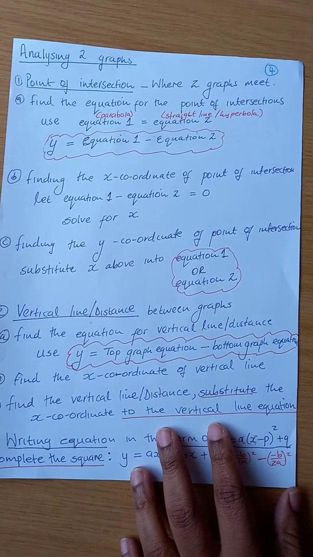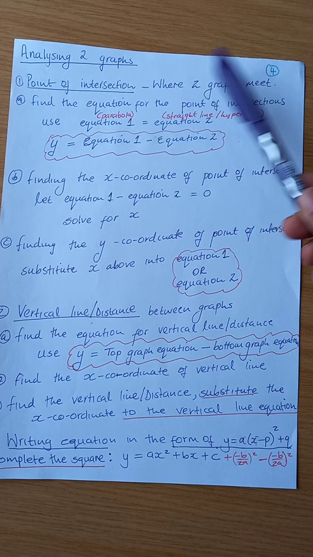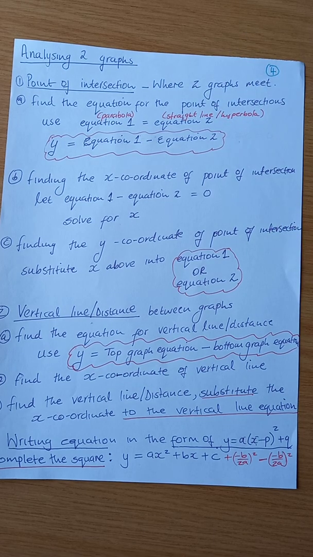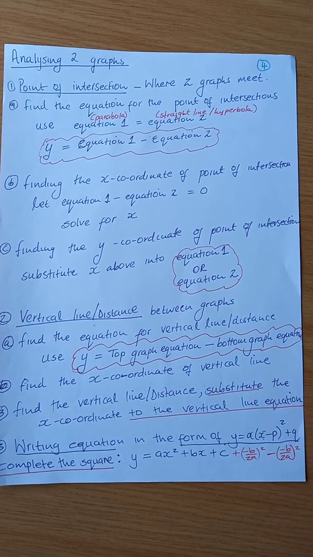Okay, we put this. So now we are analyzing two graphs. Normally you are given two graphs, either a parabola and a hyperbola, or a parabola and a straight line, or a parabola and a parabola, or a parabola and the exponential graph. We haven't covered the exponential graph, but you are given such cases. So now you need to know the key things that are important when analyzing the graph.